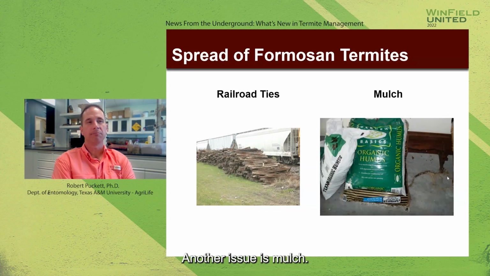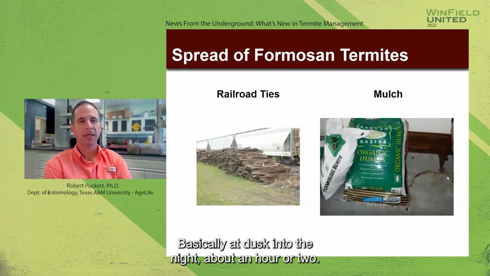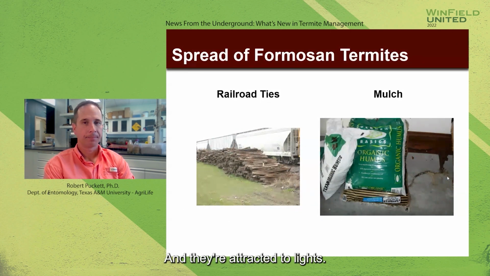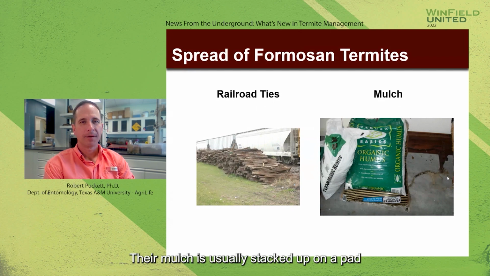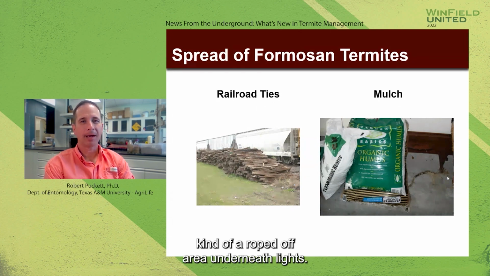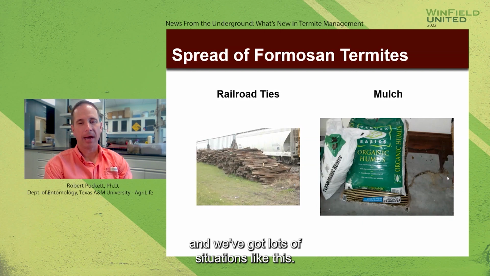Another issue is mulch. Formosan termites swarm at night, basically at dusk into the night, about an hour or two, and they're attracted to lights. So if you picture any of your big box stores that have a gardening area, where do they keep their mulch? Their mulch is usually stacked up on a pad out in the parking lot, kind of a roped off area underneath lights. And so we know that Formosan termites will swarm to lights.